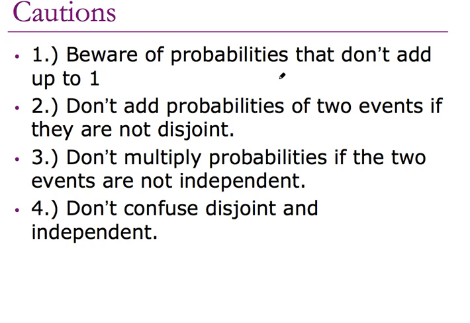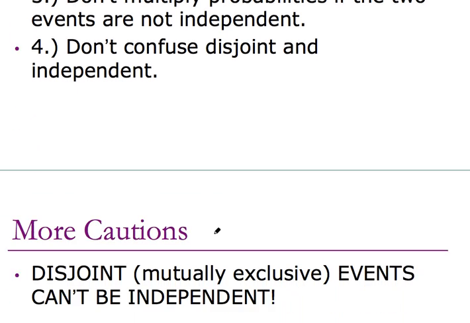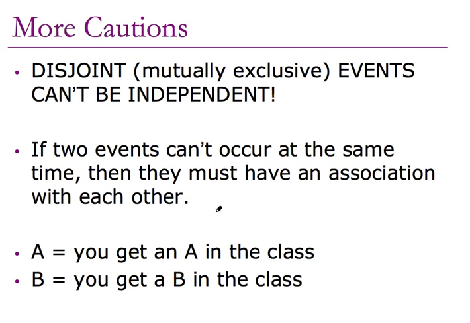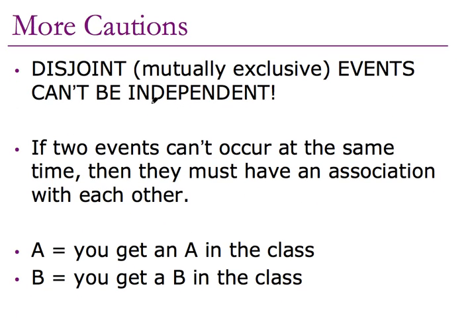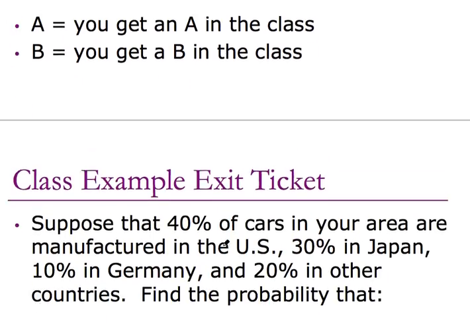Beware of probabilities that don't add up to 1. Don't add probabilities if they're not disjoint, and don't multiply probabilities if the two events are not independent. And don't confuse disjoint and independent. Disjoint can't be independent. Again, I will spend more time on this so we understand those two. If two events can't occur at the same time, then they have to have an association with each other in order to even talk about probability. So you can't get an A in the class and a B in the class is what the example is here.